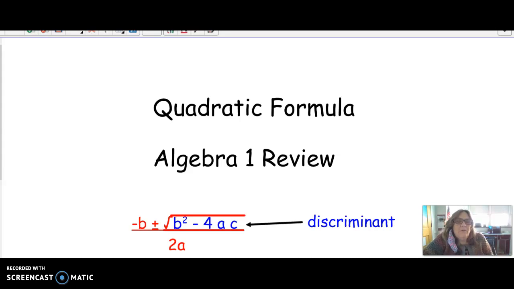All right, let's review the quadratic formula that everybody learned in Algebra 1. This is our quadratic formula: the opposite of b, plus or minus the square root of b squared minus 4 times a times c, all divided by 2a. The blue part underneath the radical sign is called the discriminant, and we'll use that a little bit later to determine how many solutions we have to something.